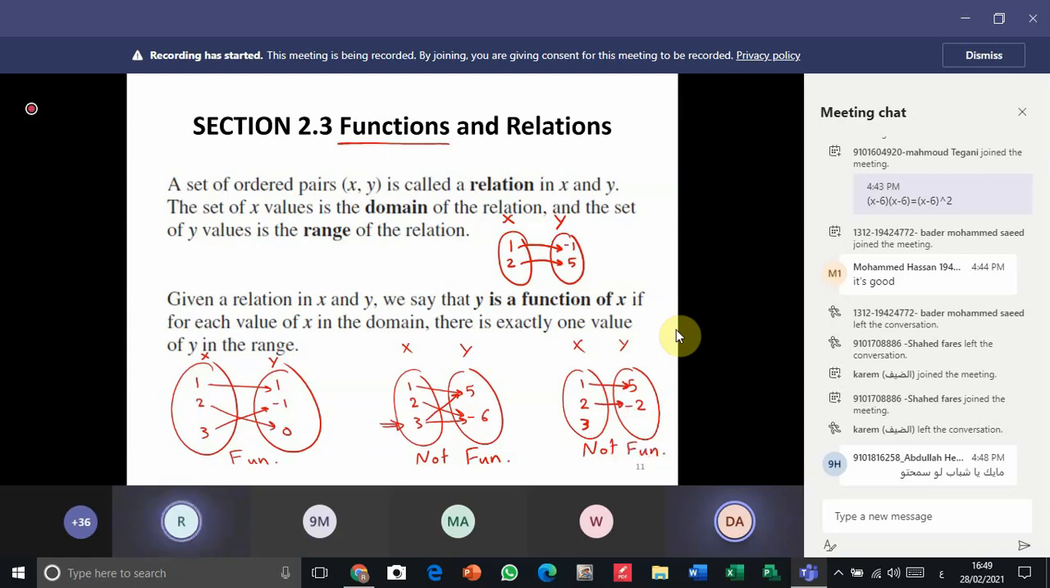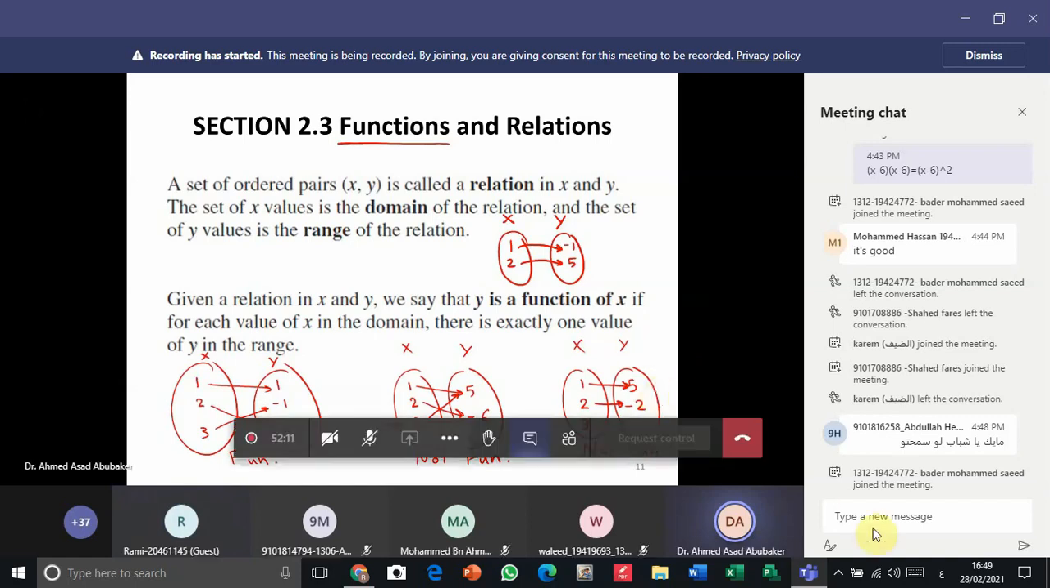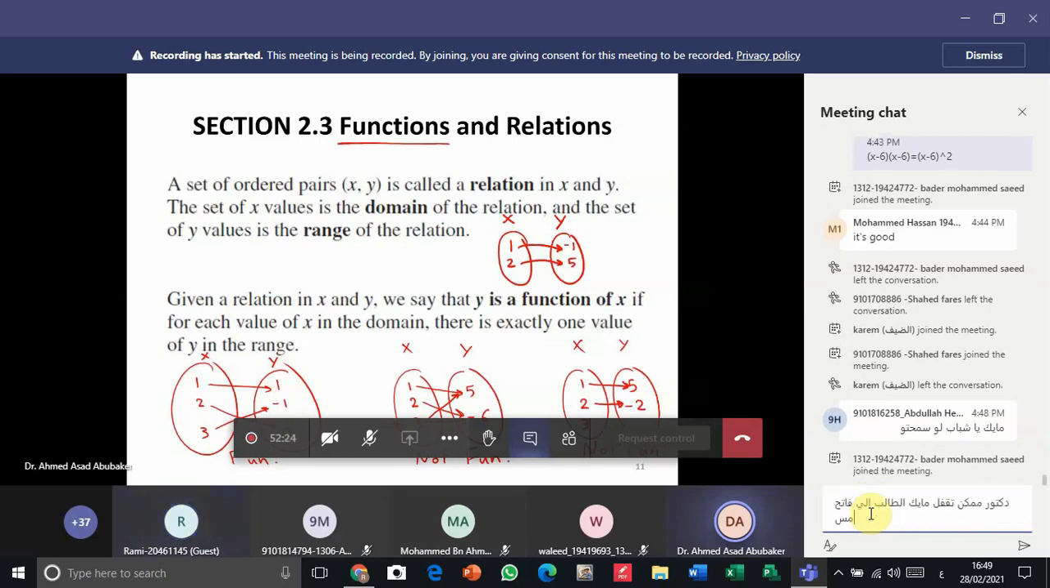So for any relation where each value in the x connects with one value in the y, this relation is called a function. But if one value in the x connects with two values in the y, this is not a function. It is also not a function if any value is not connected with any value in the y. Okay.